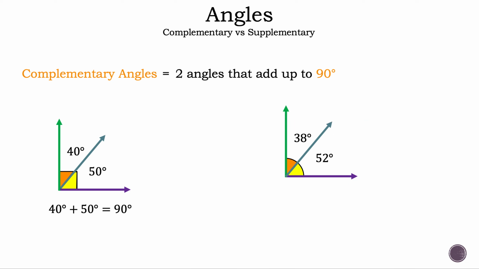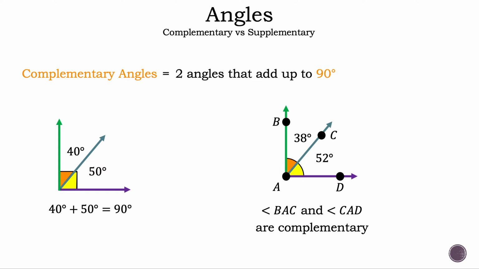Now, let's make these two complementary angles adjacent. Let's place some letters on these rays. Which two angles do we think are complementary? That's right, angle BAC and angle CAD are complementary. And there we have it.